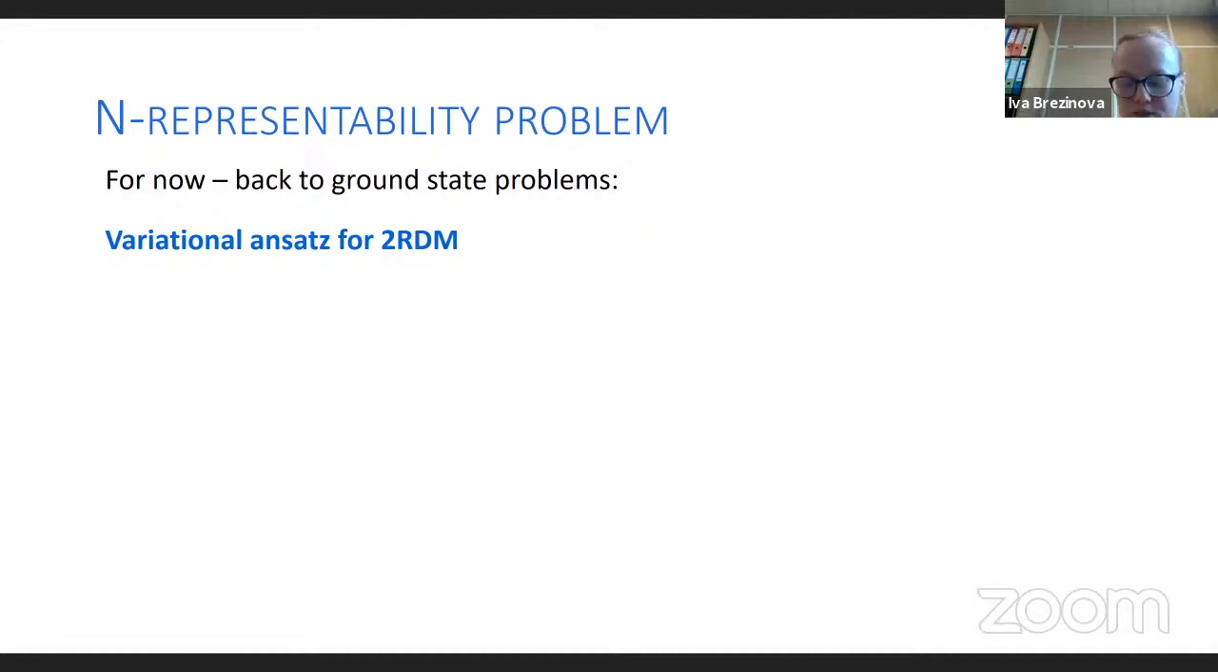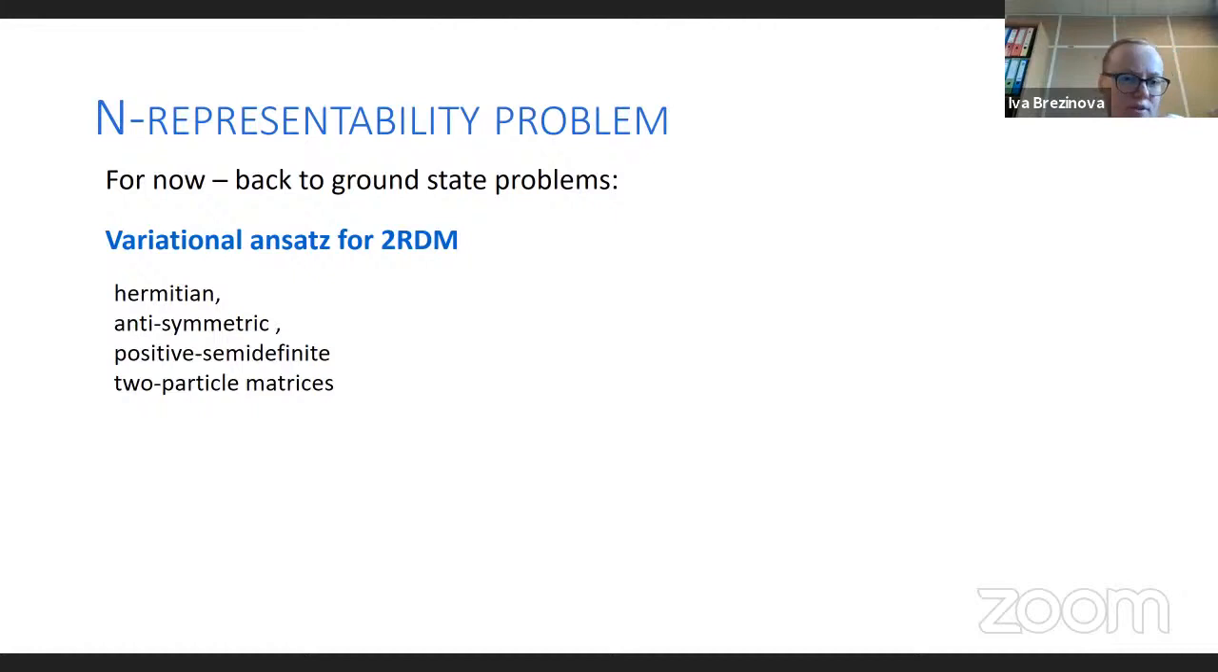And they used an ansatz for the two-particle reduced density matrix that was very reasonable. Of course, any reduced density matrix has to be Hermitian. And since we have fermions, it has to be antisymmetric. It has to be positive semi-definite. So the eigenvalues have to be larger or equal zero. And with this ansatz, people tried by a variational approach to determine the ground state of multi-electron systems.